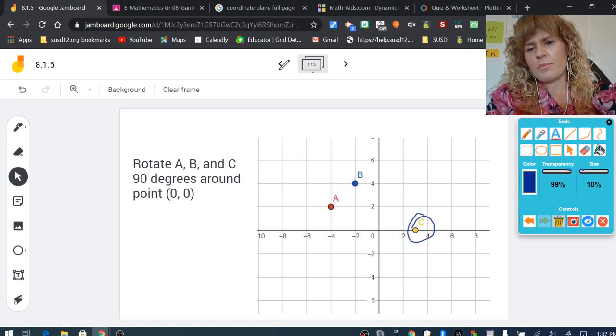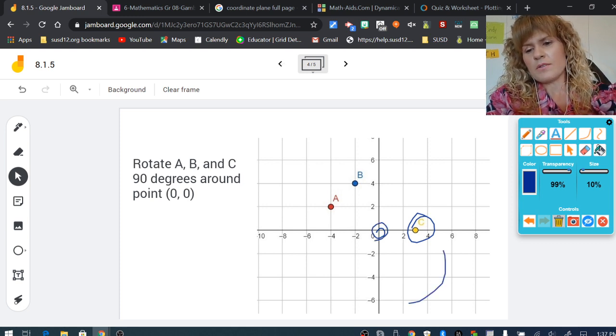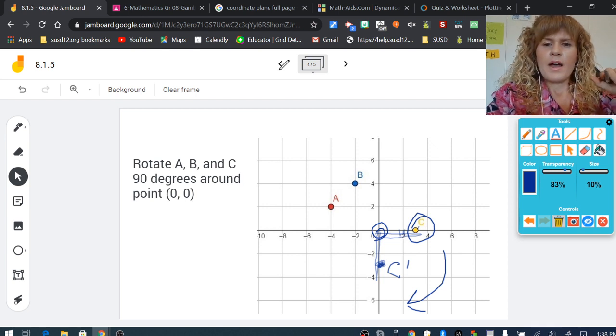Now we want to rotate point C. Our center of rotation is still point 0, 0. We're rotating 90 degrees clockwise. So this axis here is going to lay straight down here. How many units do we go? Looks like 3. So right here is our point C prime. Let me darken that in. C prime. Okay, good job, guys. Let's keep going. We're almost done.